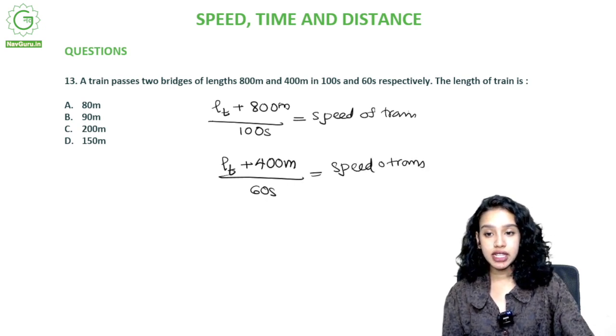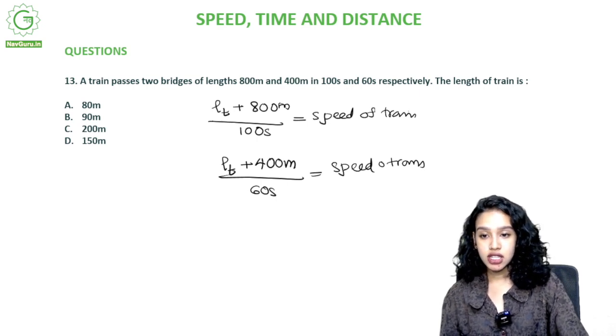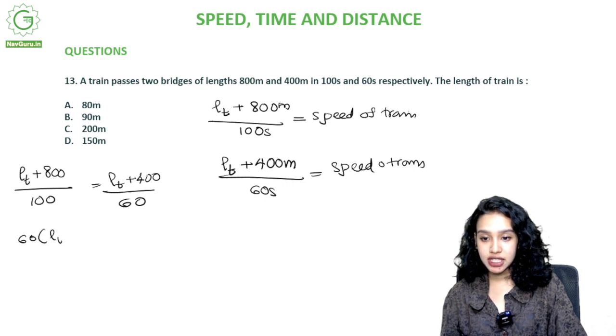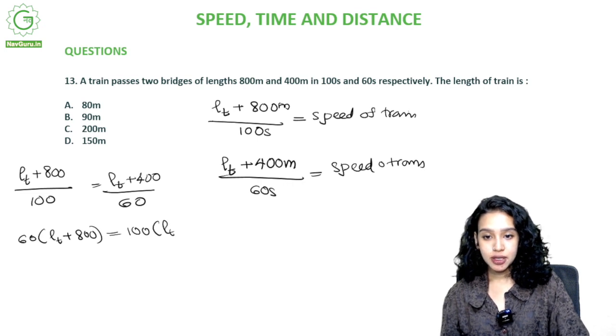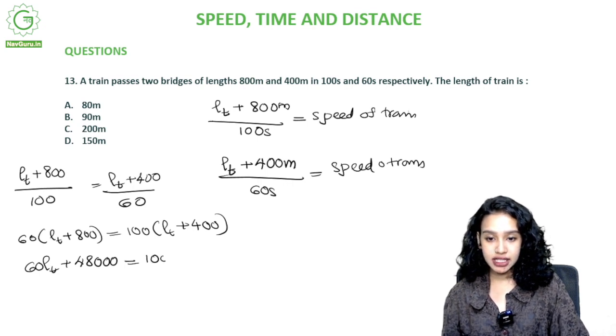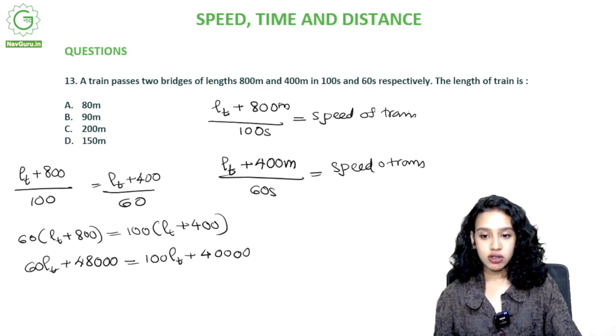Now here we could equate these two equations because the speed of the train is constant. So we have (LT + 800)/100 = (LT + 400)/60. So here we get that 60 into (LT + 800) is equal to 100 into (LT + 400), right? Now we get 60 LT plus 6 8s are 48, 48,000 is equal to 100 LT plus 40,000, right?